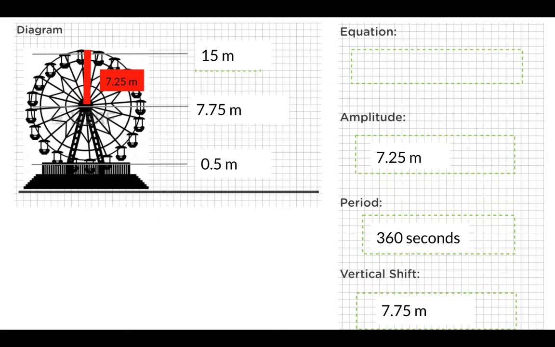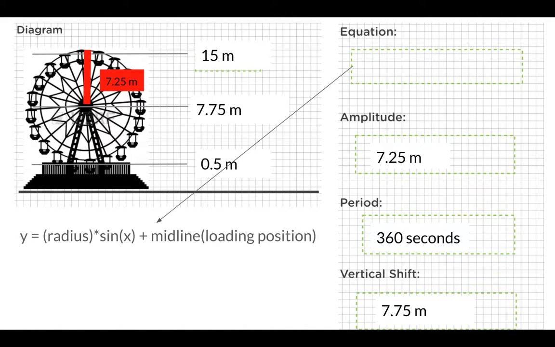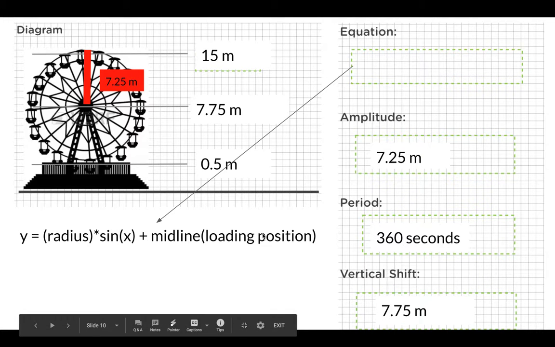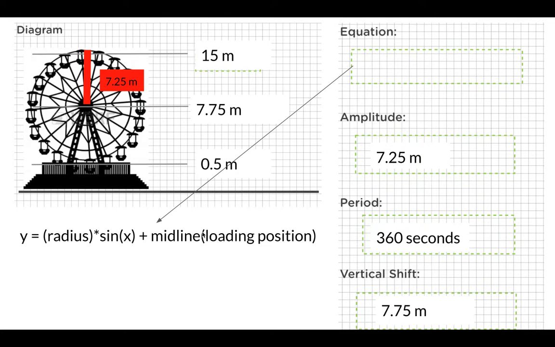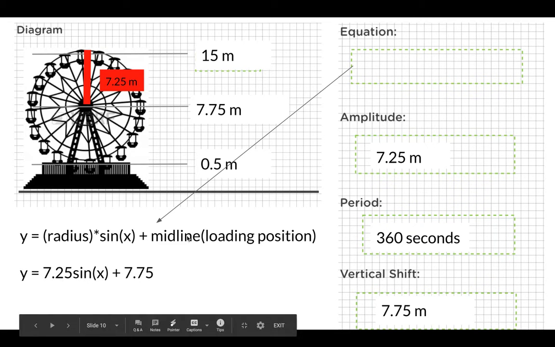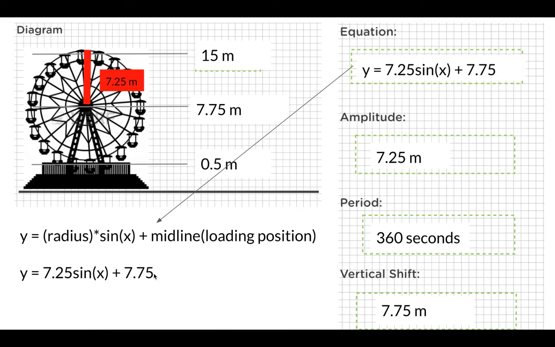Now I'm ready for my equation. I know generally that the amplitude is what is being multiplied in front of sine, and that the midline, or the vertical shift, or the loading position, is what we're adding at the end. My amplitude is 7.25, so it should go right in front. And my midline, my loading position, or my vertical shift, 7.75, should be what we're adding at the end. That's my equation right there.